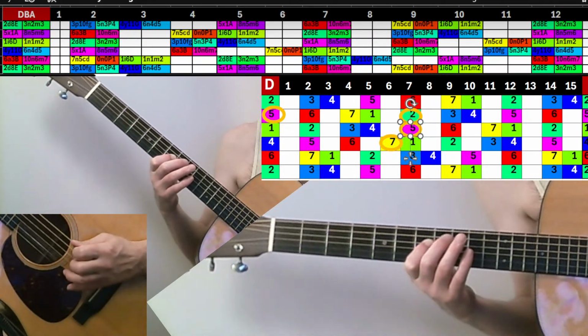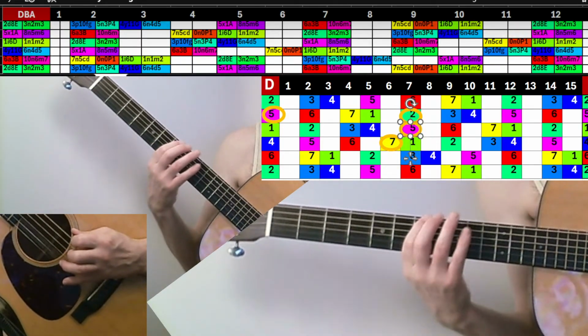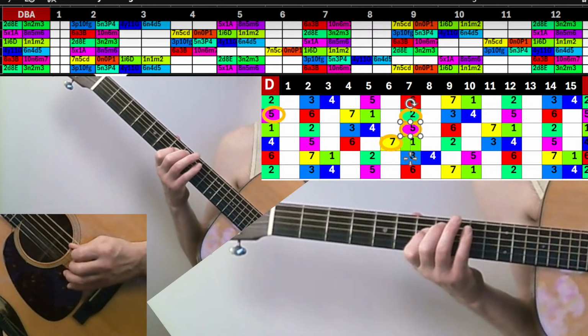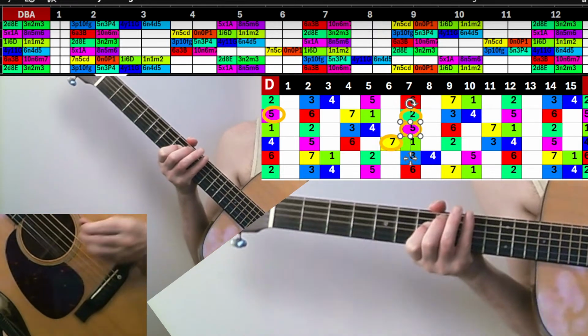So that's going to be the idea. That's position number 1, but I'm not thinking of myself as that being the root like normal, but this is the root here. So that's going to be where I'll noodle around.